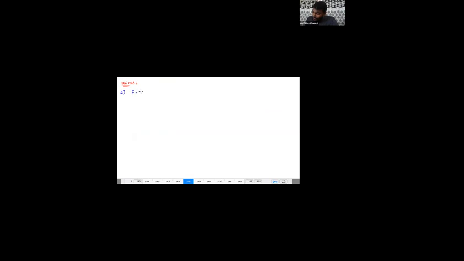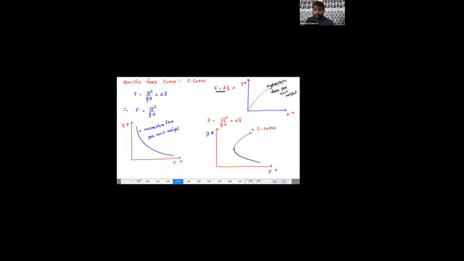F curve represents variation of F and Y for a given discharge Q. Next, point number two.